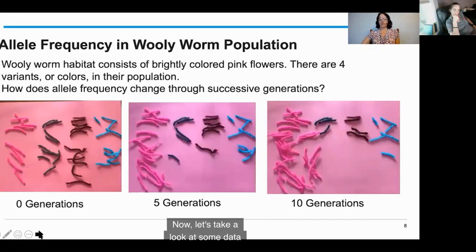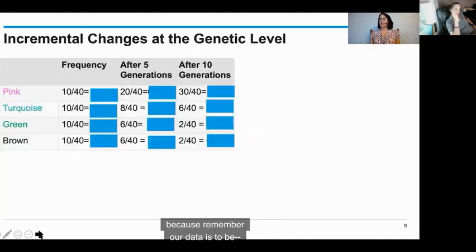Now let's take a look at some data, because remember, our science practice is to be able to draw some conclusions and analyze that data. So I'm going to give you a second to try the calculations. I'll show you one example and then we'll share them all. The frequency of that allele at each generation is how many of that allele were present relative to all the alleles in the population.